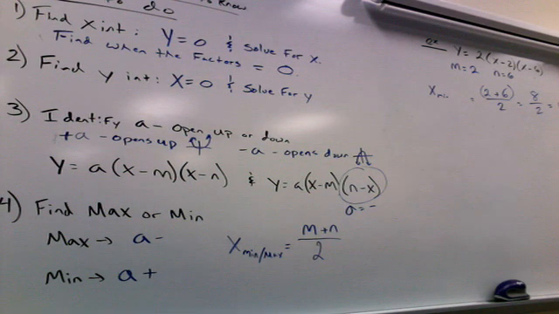How do I find my y? Plug 0 in for x? No! Why would we plug in 0 for x? We figured out the x for our min is what? 4. So why would we plug 0 in for x? What should we plug in for x? 4. If you plug 4 in for x, then we'll find the y.